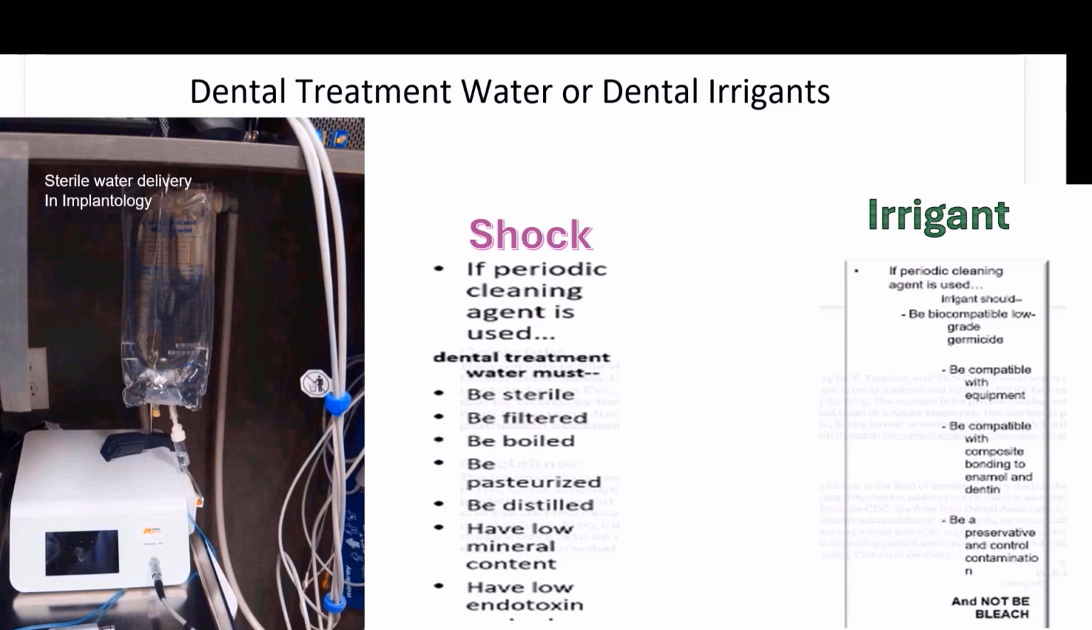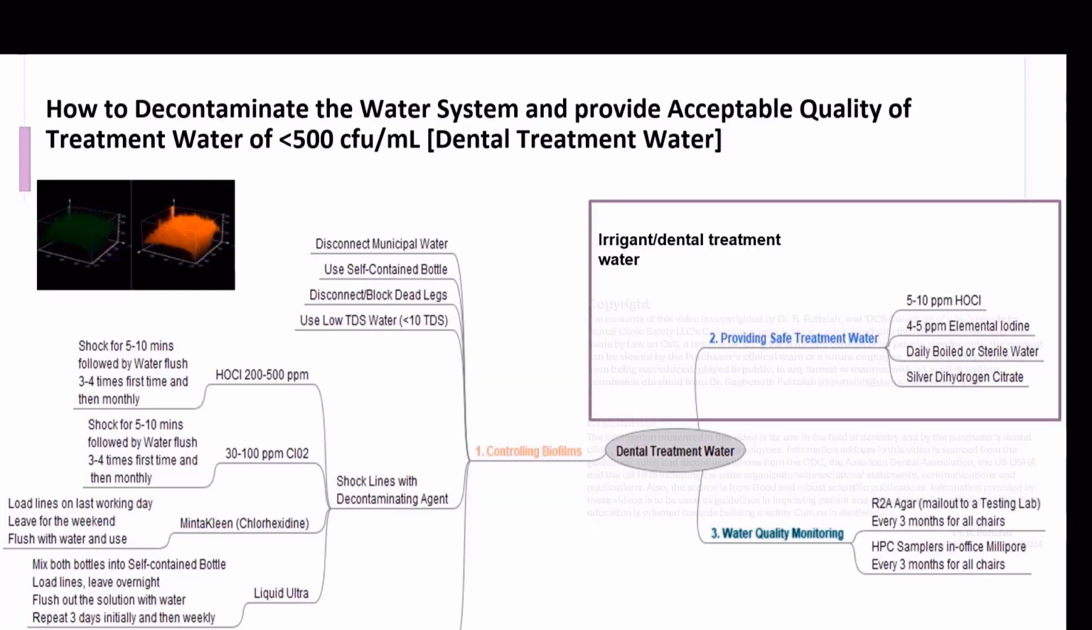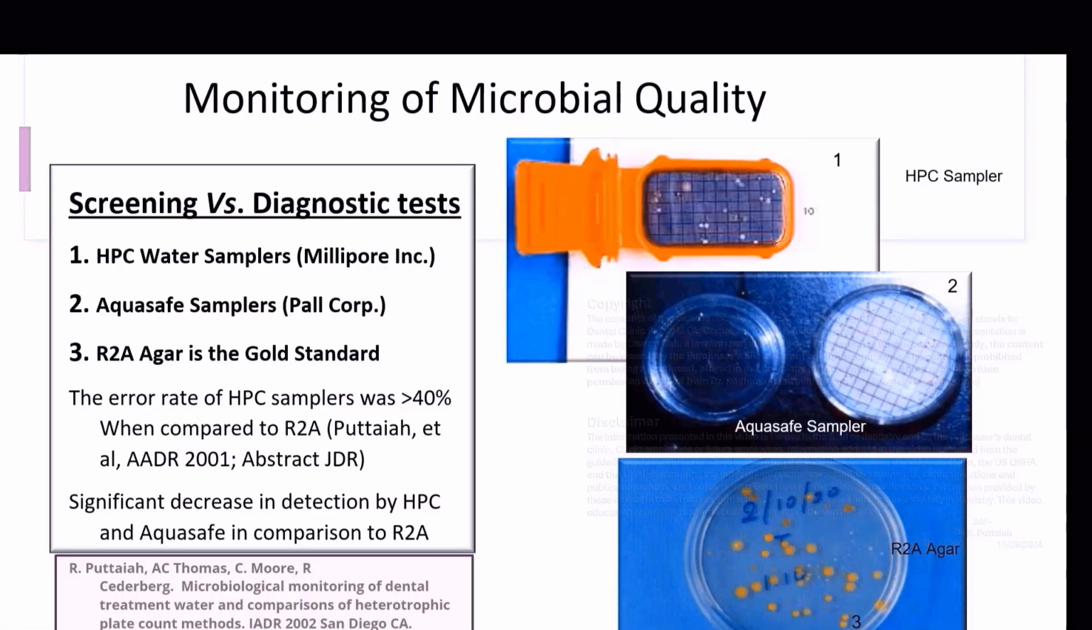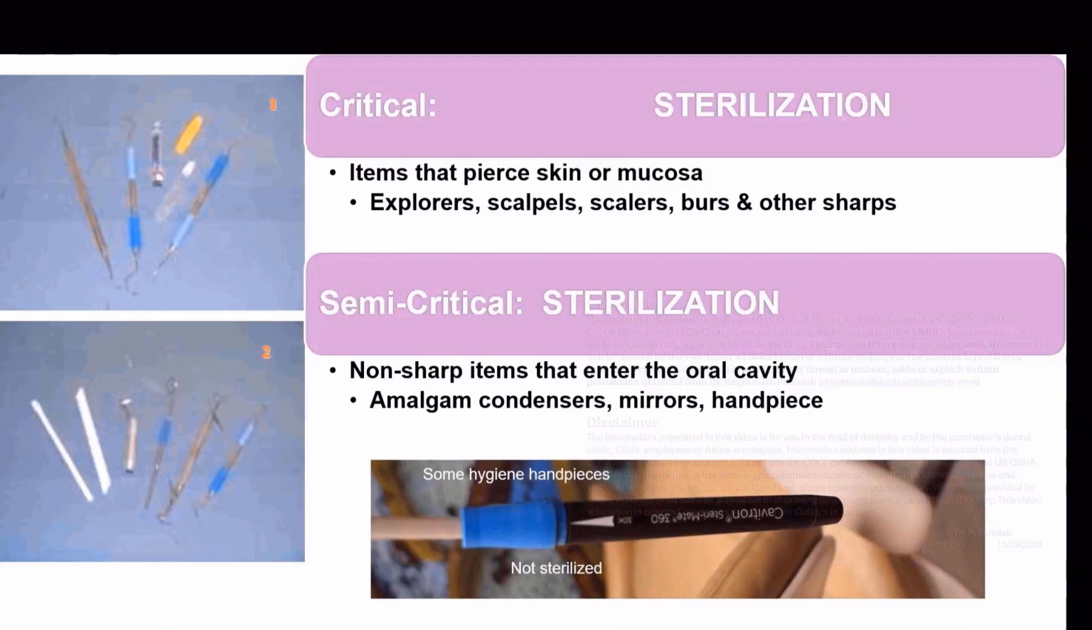It must be biocompatible. Simulated standardized use for a period of 3 years. In the microbes from contaminating the treatment water or irrigant. Error rate when compared to the gold standard R2A agar. In a double-blinded study that we published looking at the effects of 7 irrigants with chemicals such as citric acid, many items in implantology need to be sterilized.